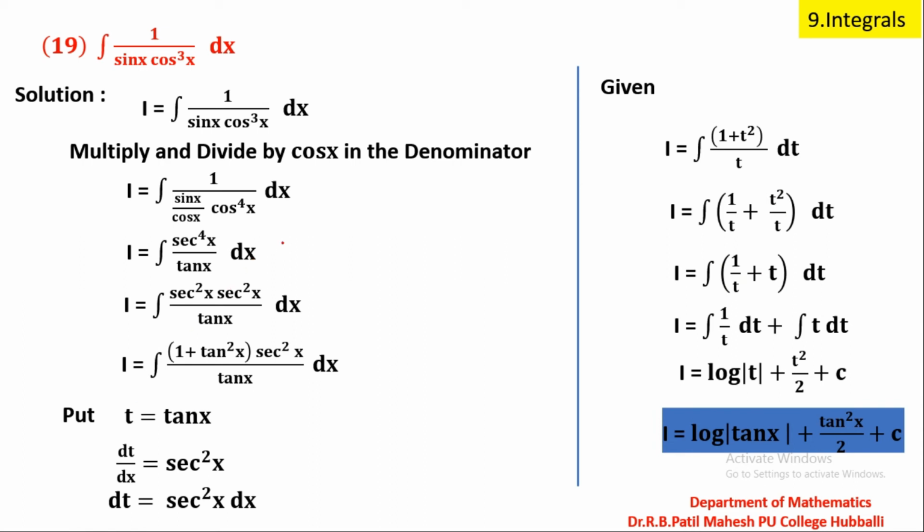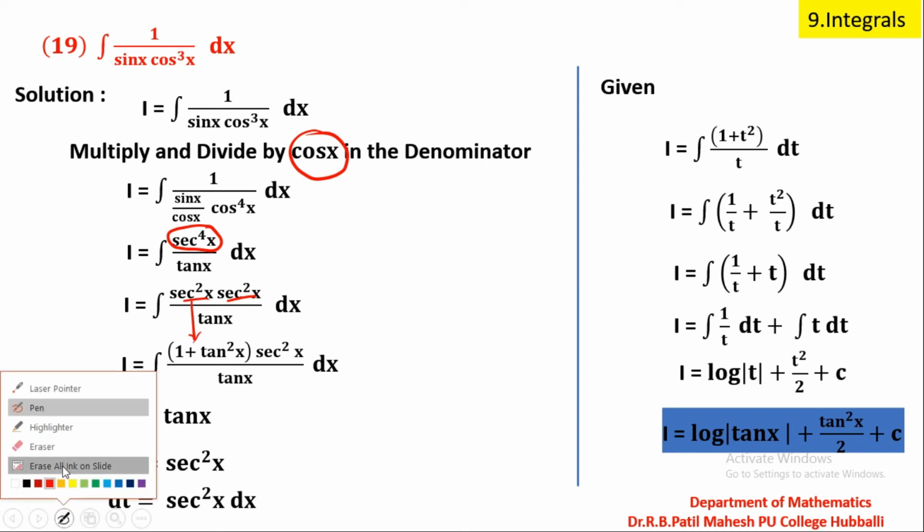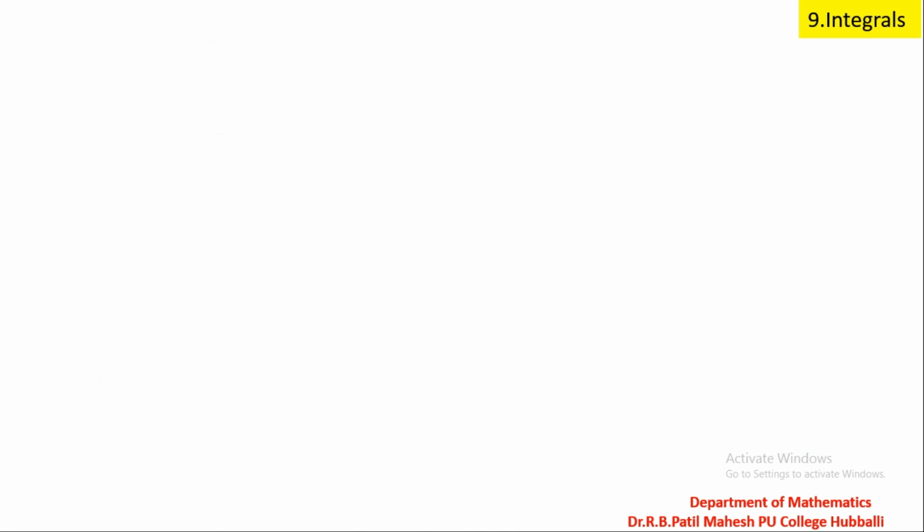What is a very important task in this solution? Multiply and divide by cos x, and sec to the power 4x, you must write it as secant square x into secant square x, and one secant square x you write as 1 plus tan square x, so that the problem becomes very simple. Next, 20.